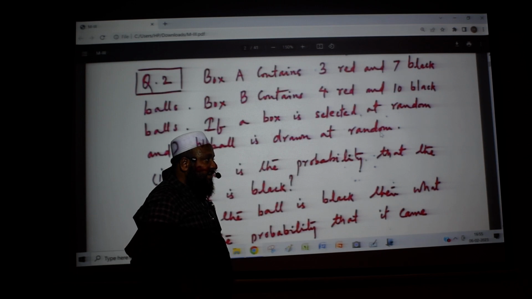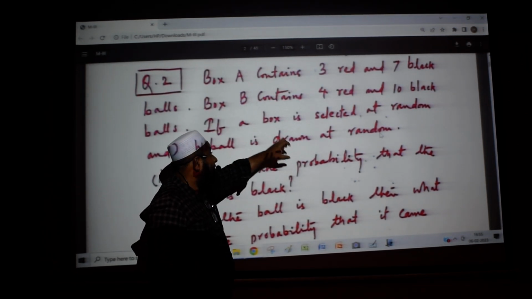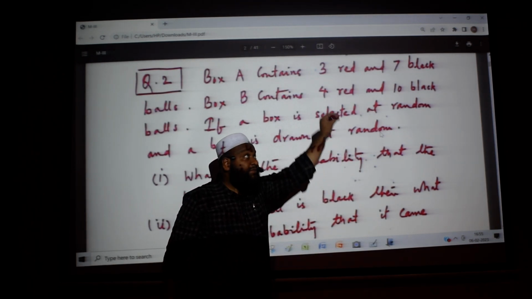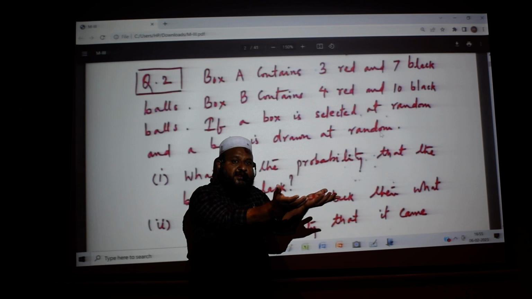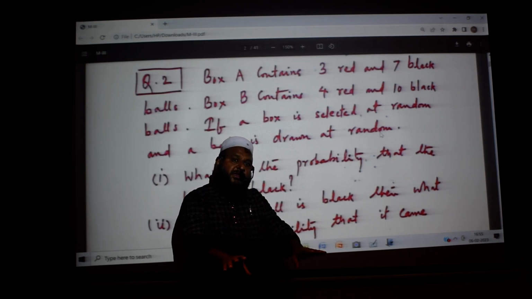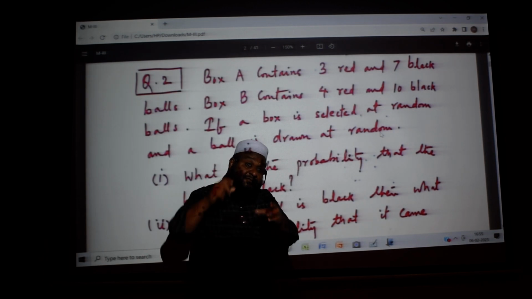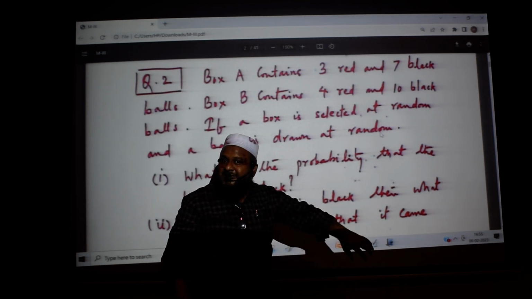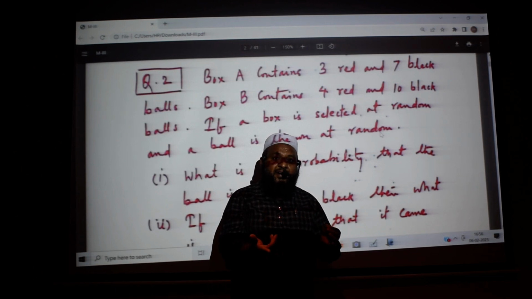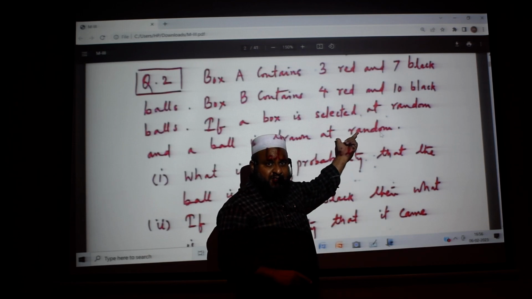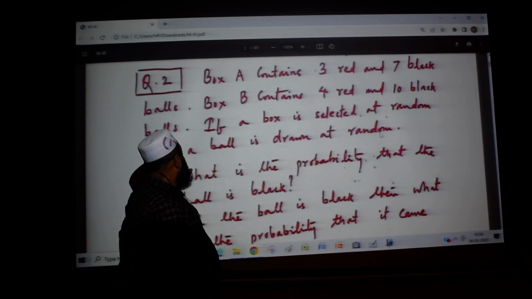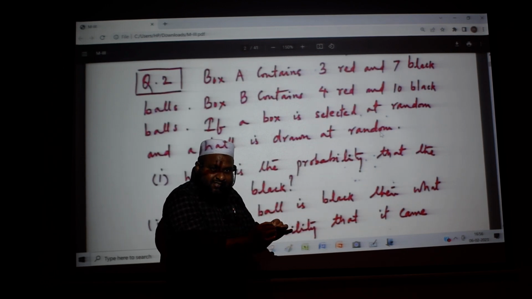See the point very clearly. If a box is selected at random, there are 2 boxes, box A and box B. Somebody arranged box A and box B with these types of balls, and the 2 boxes are brought in front of us. I don't know which is box A and which is box B. So from the 2 boxes, I select one box at random, and I am not looking into that box. I am looking at the other side and I pick a ball. That ball may be red or black, because these are the 2 colors. Now, a box is selected at random and a ball is drawn at random. This much is the process taking place.